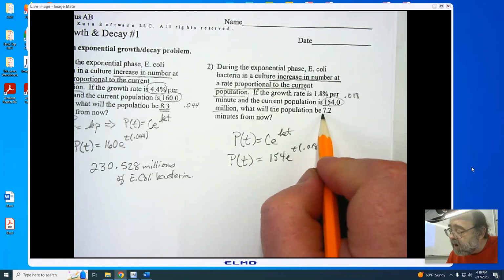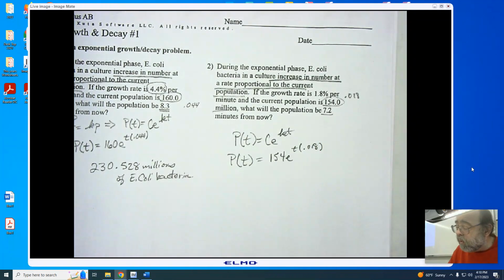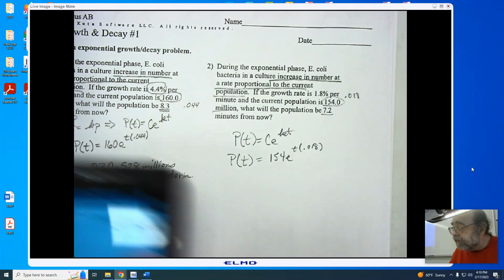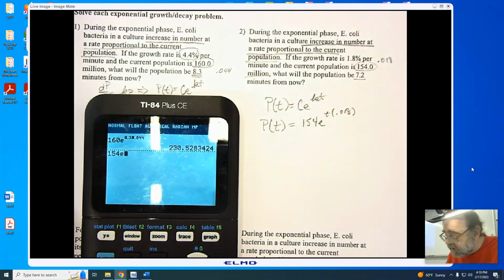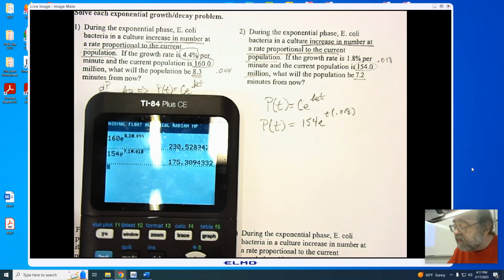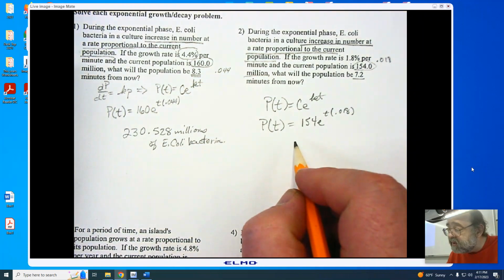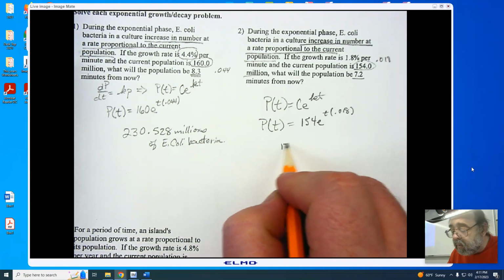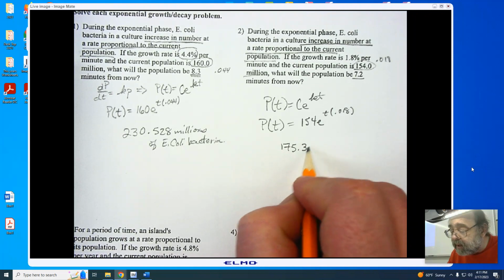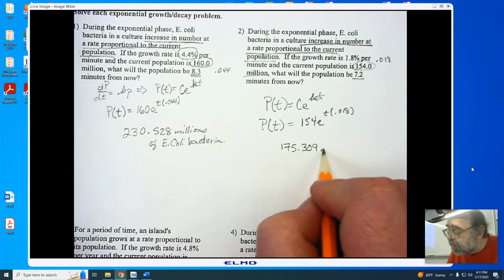They want us to then find our population in 7.2 minutes from now. So we're going to put this directly into our calculator, and we're going to have 154 times e to the power of 7.2 times 0.018. When we hit enter, we end up getting 175.309, and once again, this is in millions of E. coli bacteria.